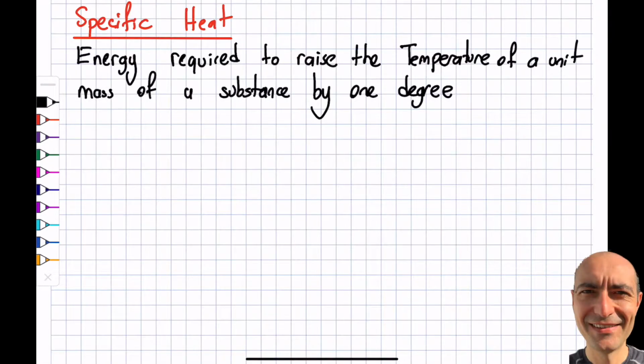Okay, everybody. Today, let's talk about this concept of specific heat. It really helps us in many instances. Okay, so this is officially defined. I took time to write it: energy required to raise the temperature of a unit mass of a substance by 1 degree.